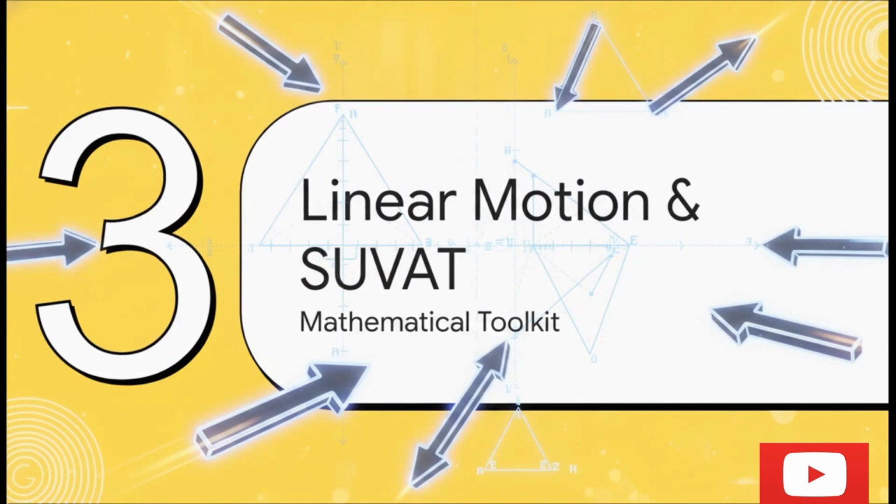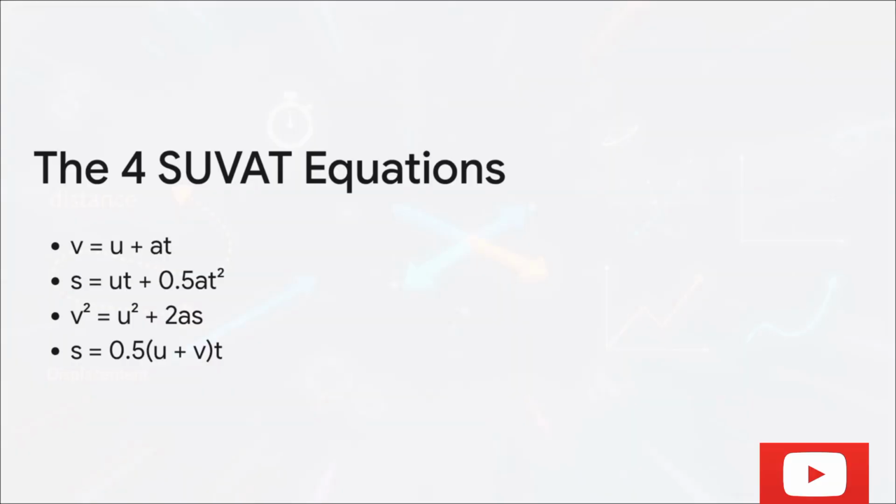Next up, section 3, linear motion and suvat, the mathematical toolkit. Here they are, the legendary 4 equations of uniformly accelerated motion. We call them the suvat equations, based on the variables they use: s for displacement, u for initial velocity, v for final velocity, a for acceleration, and t for time. The guide heavily emphasizes that you absolutely must memorize these cold. We've got v equals u plus at, then s equals ut plus 1/2 at squared. Next, v squared equals u squared plus 2as. And finally, s equals 1/2 of (u plus v), all times t.